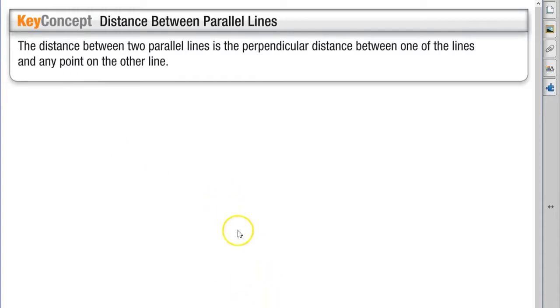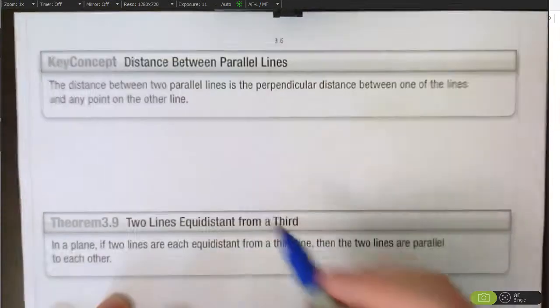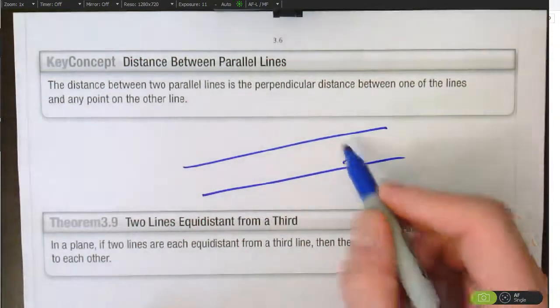The distance between two parallel lines is the perpendicular distance between one of the lines and any point on the other line. Now, here's what that means. I'm going to draw two lines that are parallel as best I can, freehand. Okay, yeah, I didn't do too bad.